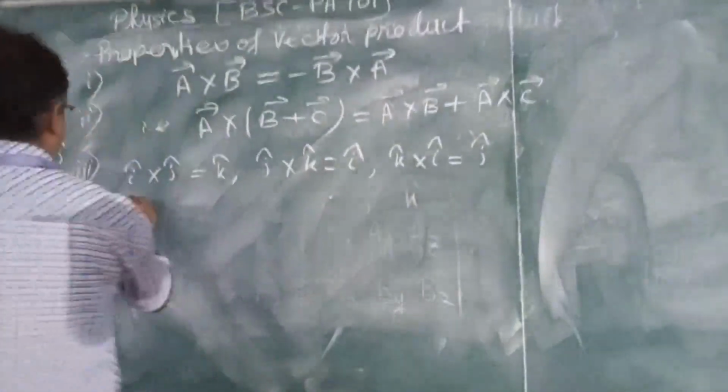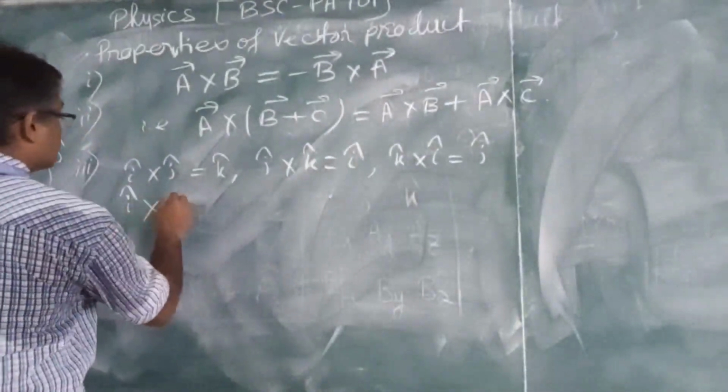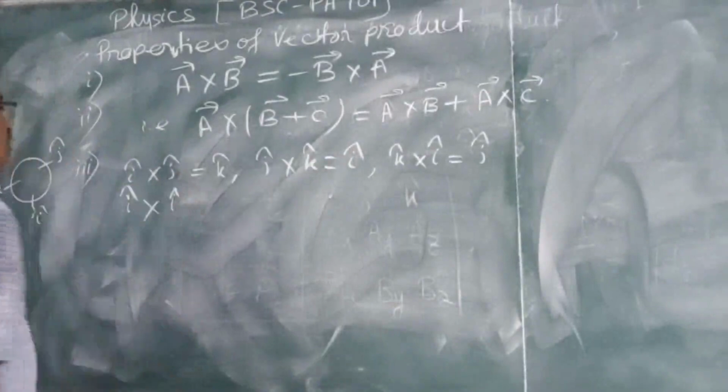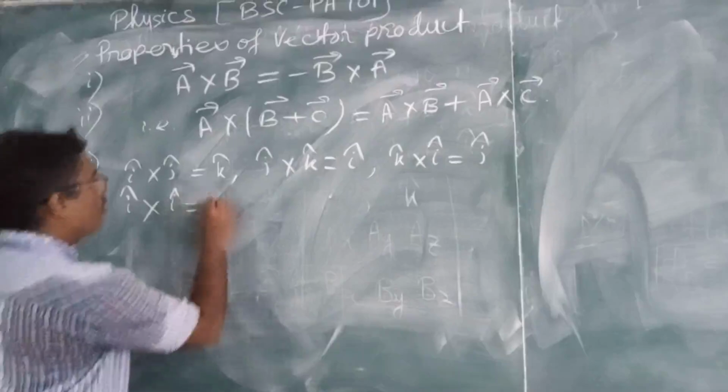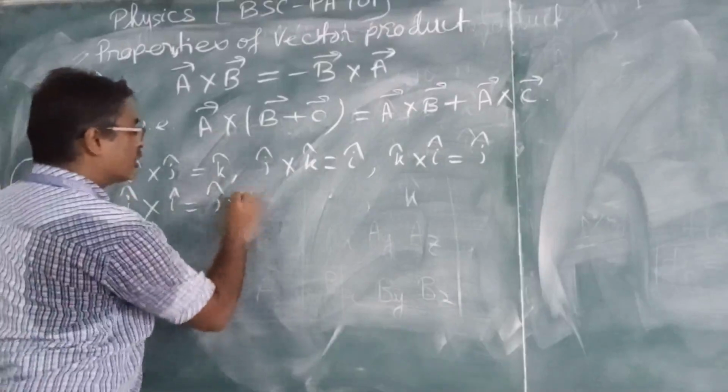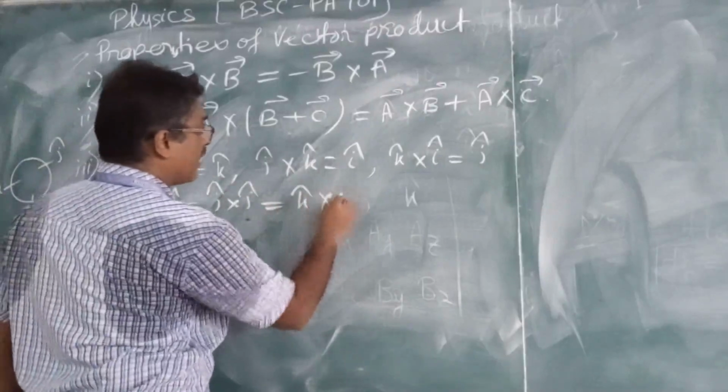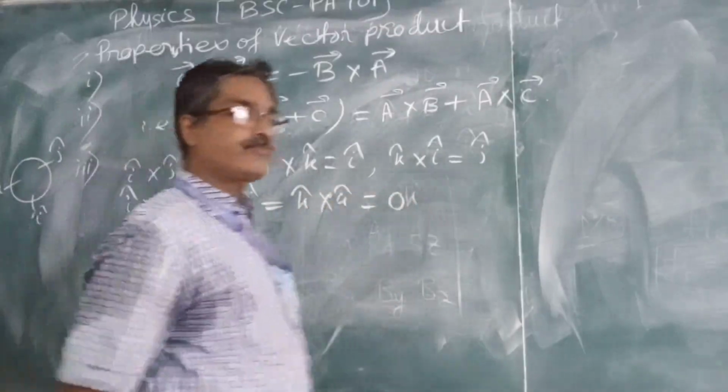And i cap cross i cap is zero. Why? Because of sin theta, and sin zero is zero. So i cross i equals j cross j equals k cross k equals 0.